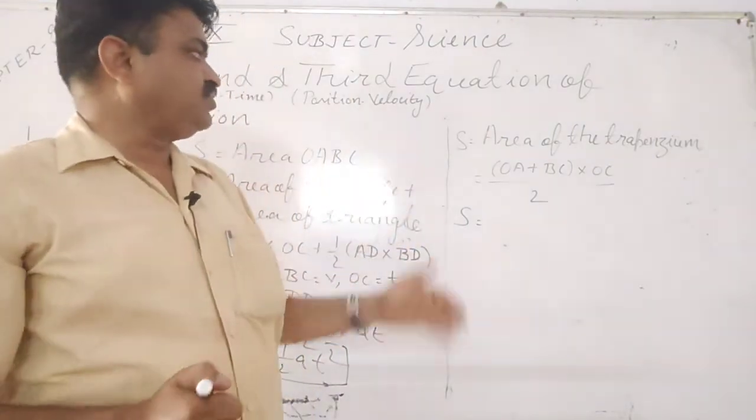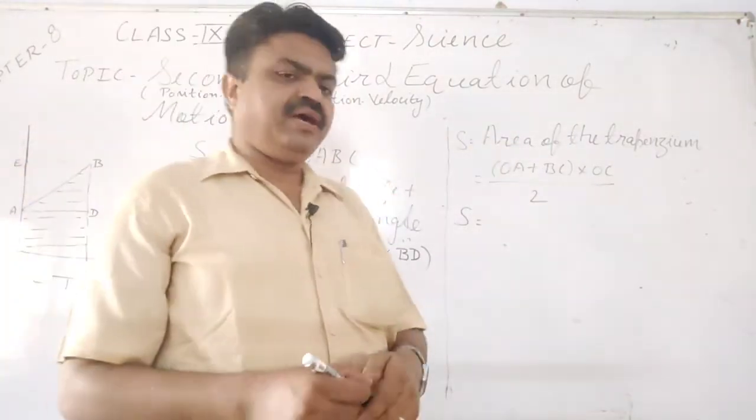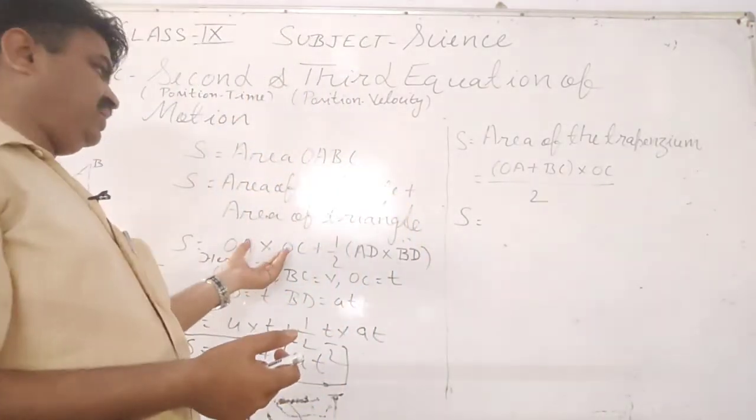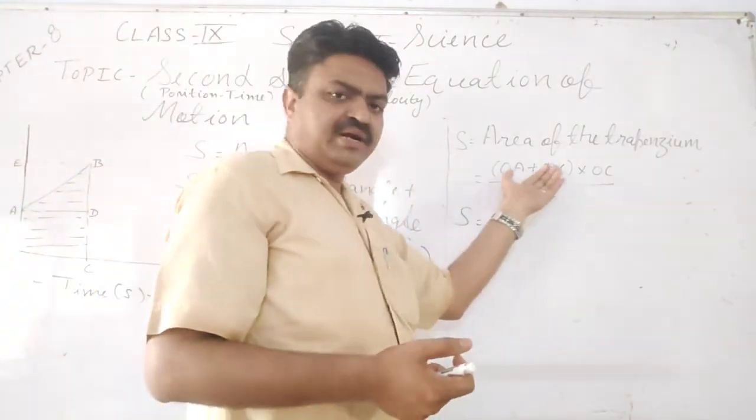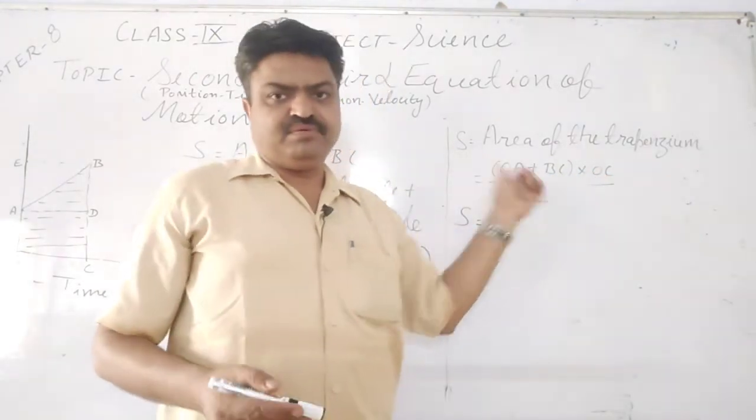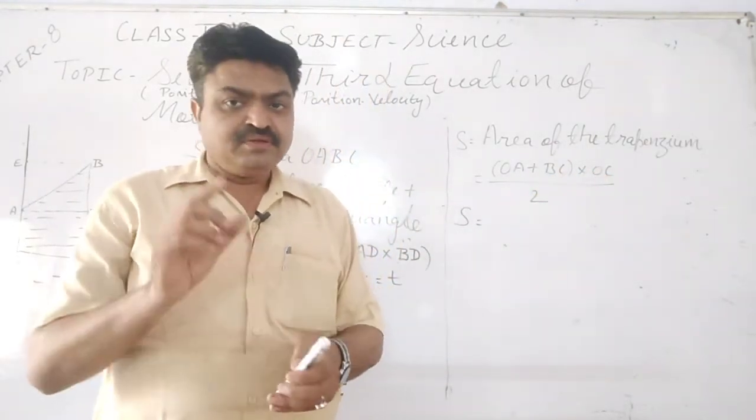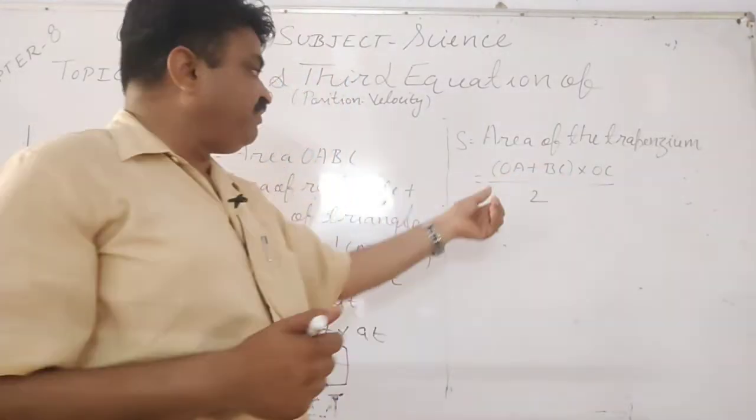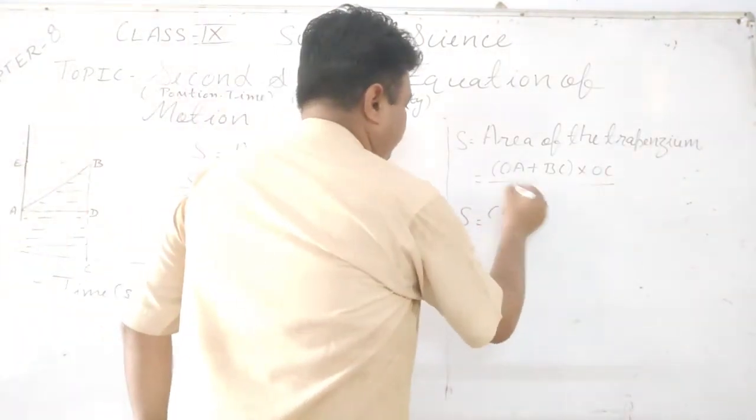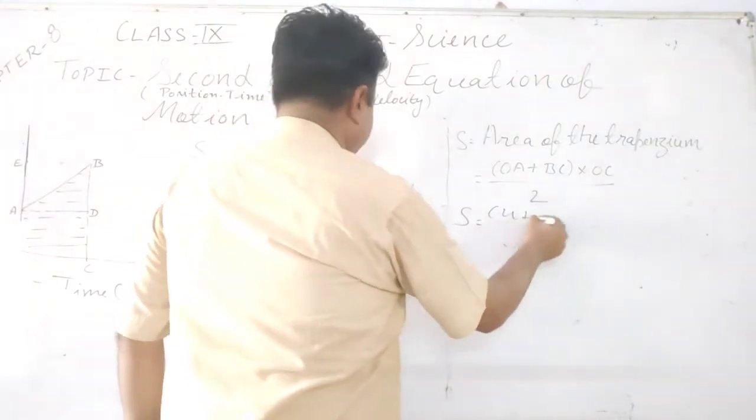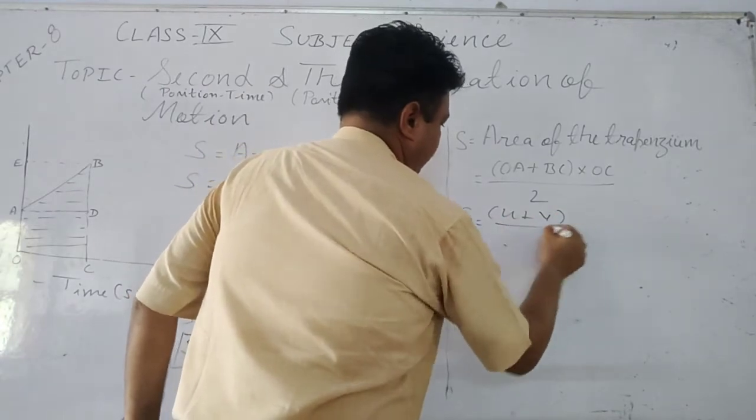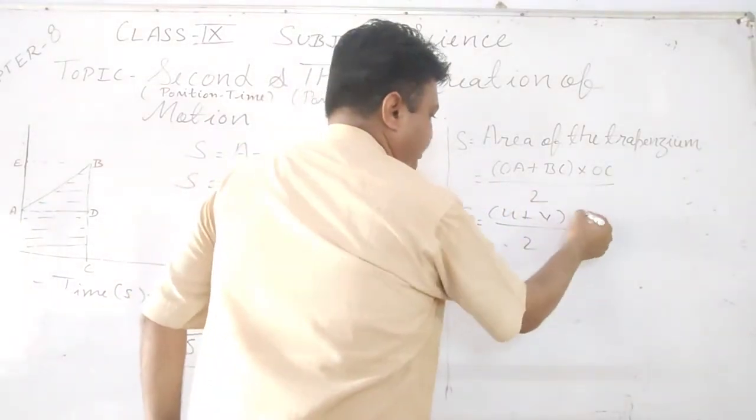In this, we will also take the area of trapezium, but that area we will take with the common factor. By taking the common, the formula we get is OA plus BC into OC upon 2. Now we put all these quantities here. OA is representing u, BC is representing v, upon 2, and OC is representing time.